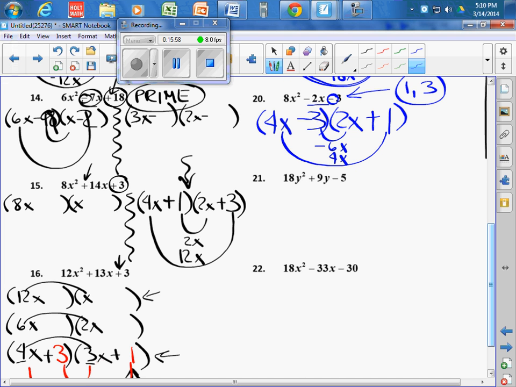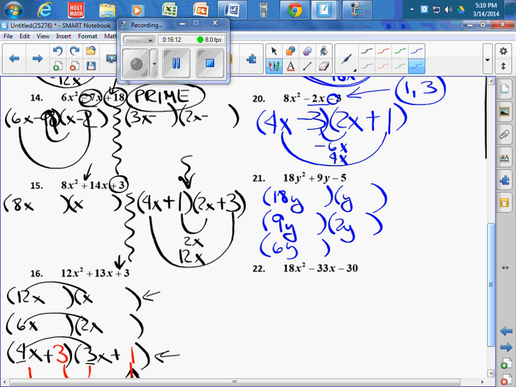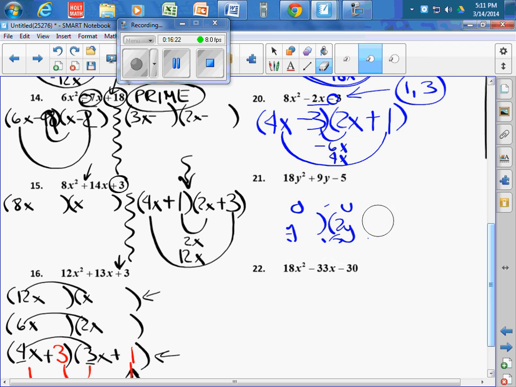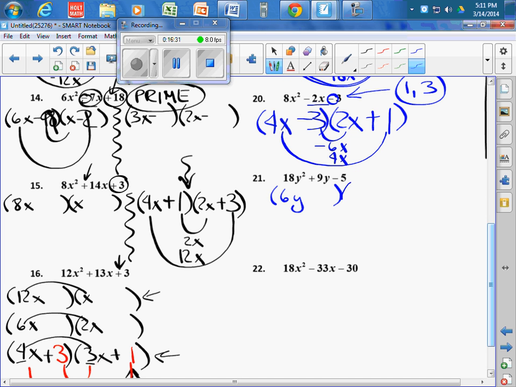Number 21. Now again, we could start off with 18y and y, or I could start off with 9y and 2y, or I could go with 6y and 3y. Guess which one we're going to guess first. Right, the 6y and the 3y. So let's start off with that, because there's no GCF, right? We already checked for that. There's no GCF here. So let's, just for kicks and giggles, try 6y and 3y.